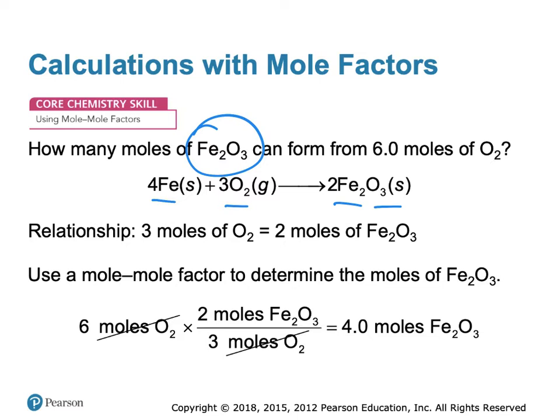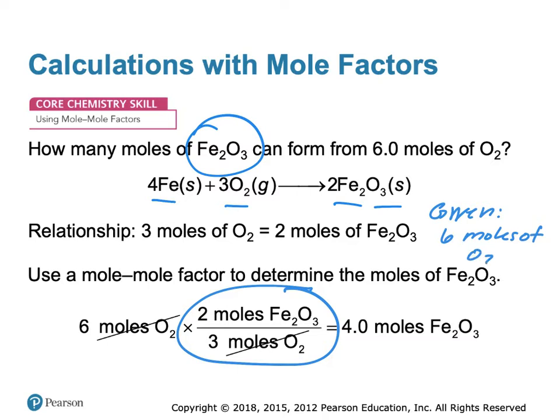So what we need to do is write our conversion factor. This is like any conversion factor problem. You're going to have your given, which is 6 moles of oxygen. Then we're going to use our conversion factor.